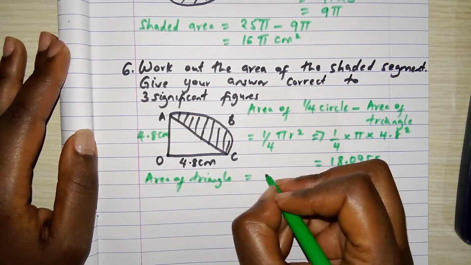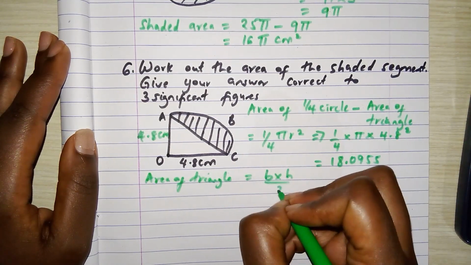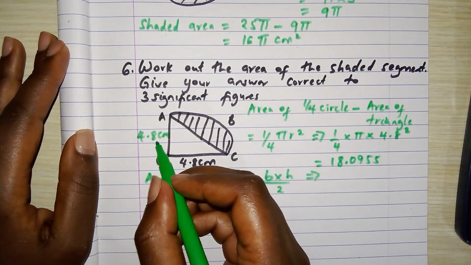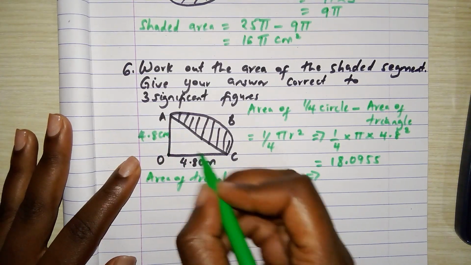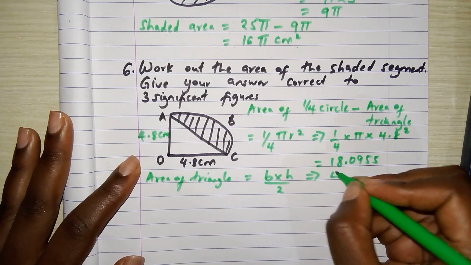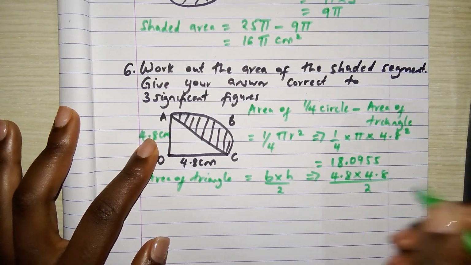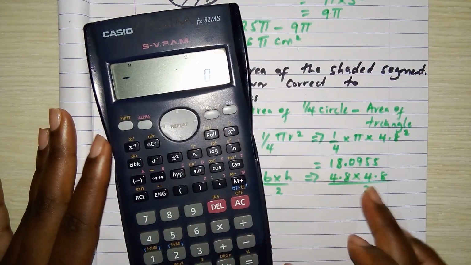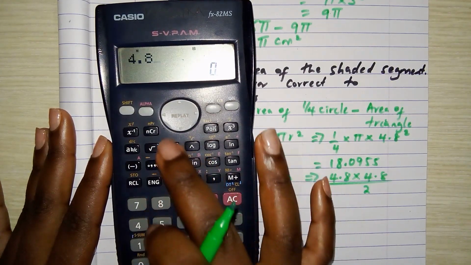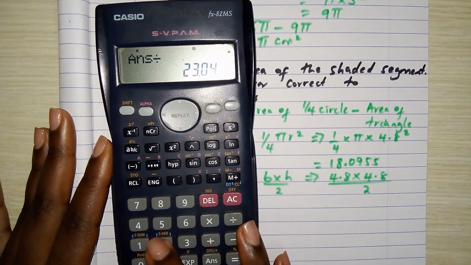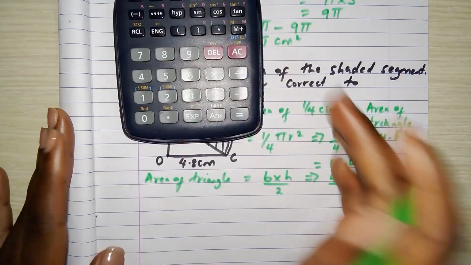And then the area of the triangle. So the formula is base times height divided by 2. So this can be the base and this one will be the height. So 4.8 times 4.8 divided by 2. So basically 4.8 squared divided by 2, so 11.52.